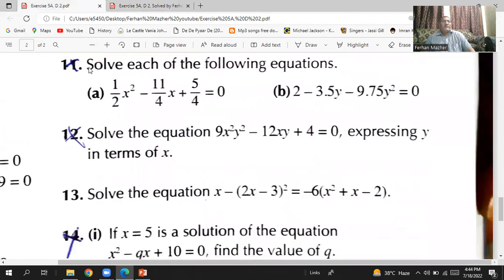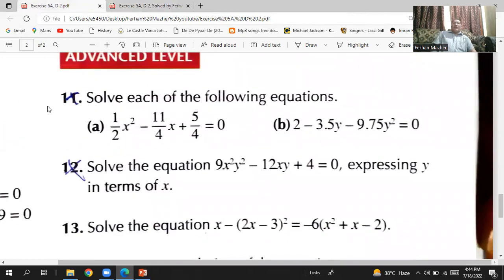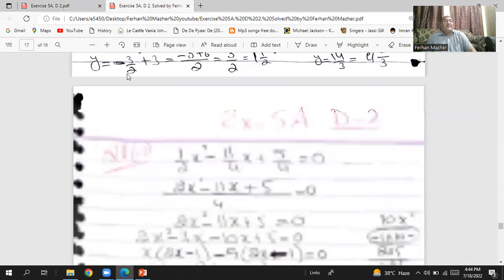The next question is question number 11. There are two parts in the A part. We have to solve each of the following. A, one by 2x square minus 11 by 4x plus 5 by 4 equals 0. So we have to solve it.